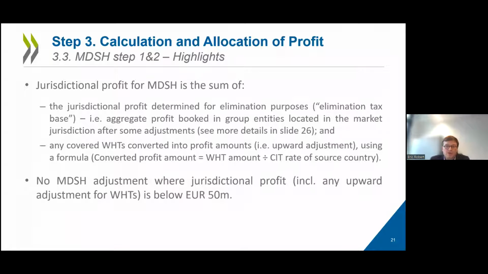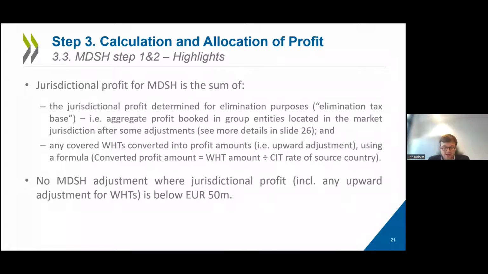Well, it's a tax amount, so you need to convert the withholding tax into a profit amount, and that's done through a formula, which is described here on the screen. Quite simple. You just take the withholding tax collected, the tax amount, and you divide it by the CIT, the corporate income tax rate of the source country, the market country that has collected the withholding tax. And what this is doing is basically trying to approximate the amount of net profit that the market country is effectively taxing through the withholding tax, and then feeding this amount of profit into the MDSH calculation.